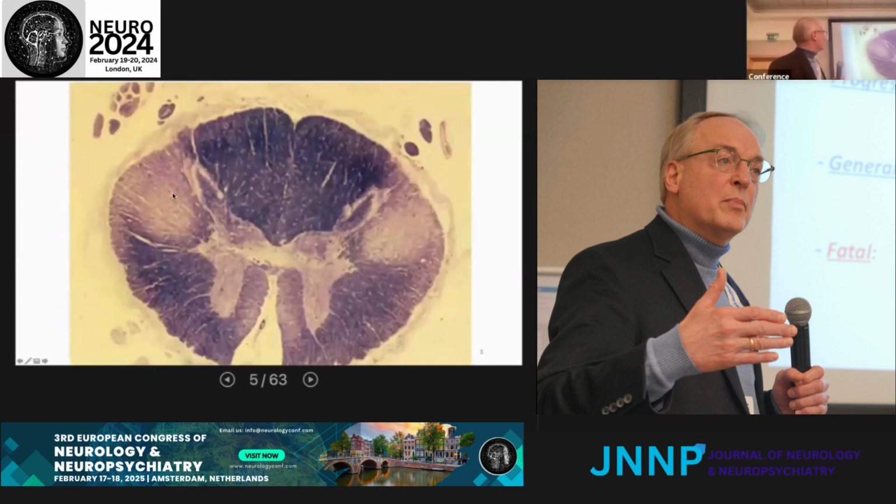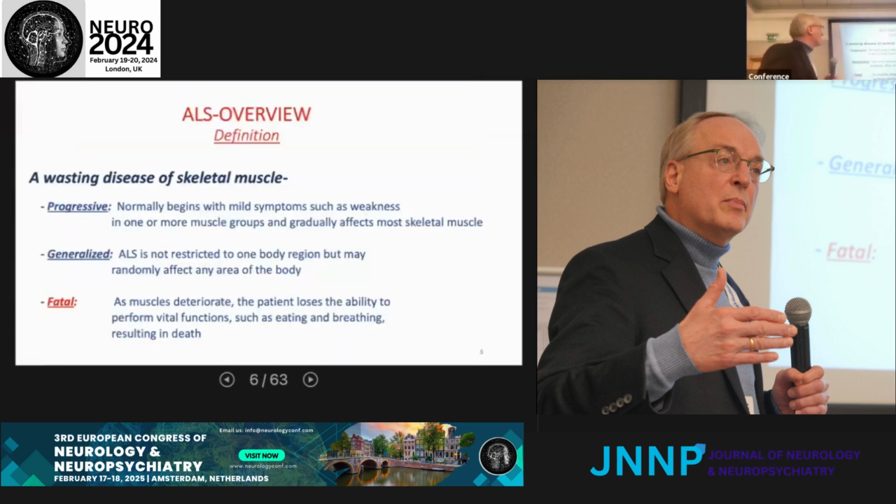Pardon me, let's see if my pointer works. These are the corticospinal tracts laterally on both sides. And these are the tracts that become affected, as are the anterior horn cells on both sides. So we get wasting of both of these elements. Neuropathologically, there's really nothing else that looks quite like this. It's a progressive wasting disorder.